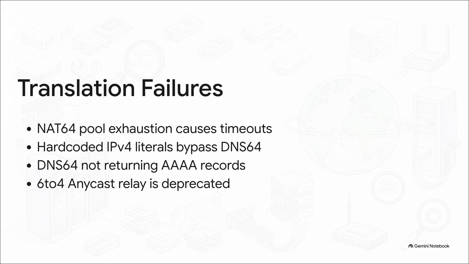But this falls apart spectacularly if an application bypasses DNS and hardcodes an IPv4 address directly, like literally trying to connect to 1.2.3.4. That completely bypasses the DNS64 synthesis and breaks the connection. Also, if you happen to still see the 6to4 Anycast address, 192.88.99.1, floating around your environment, just know that it is officially deprecated and super unreliable. It is definitely time to phase that out.